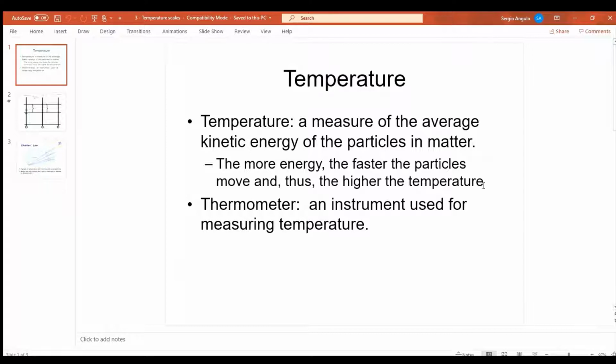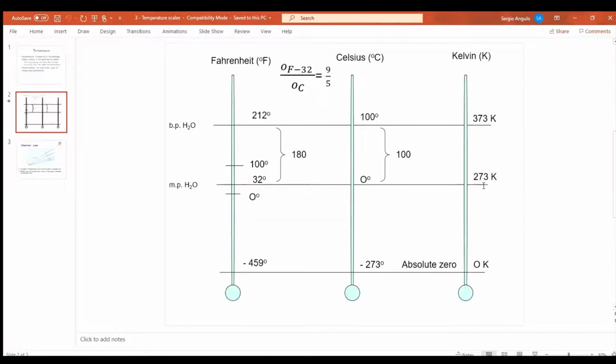So unfortunately, my other program that allows me to use all the functions of Microsoft PowerPoint is not working. This next slide is supposed to have things appearing little by little, but I'm not going to be able to do that.